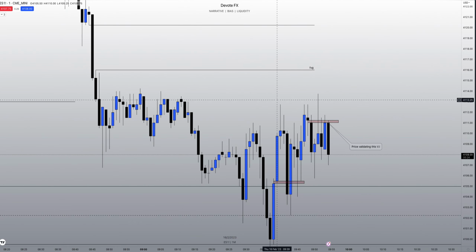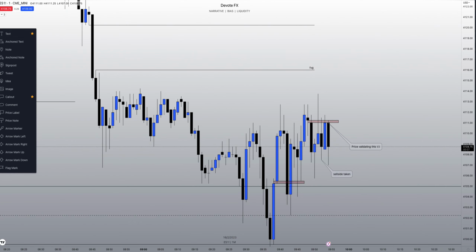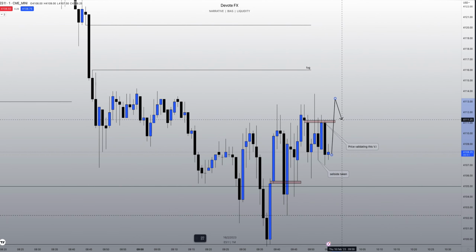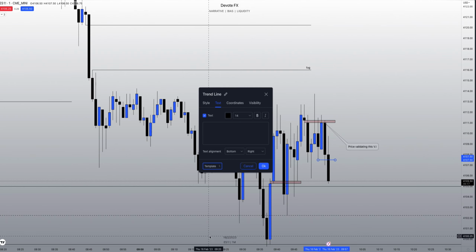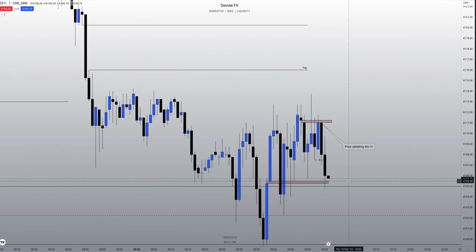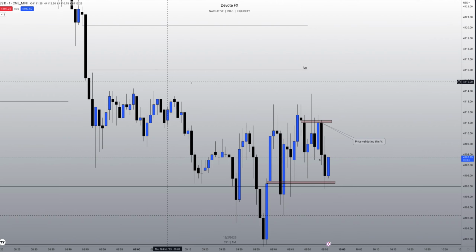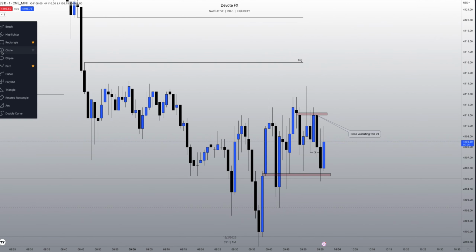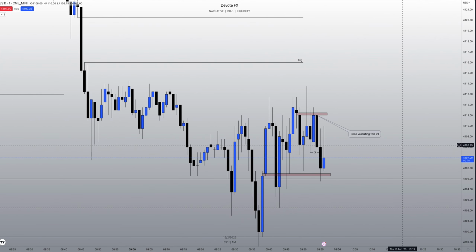Alright, so here we see me labeling price validating this area, as in I've already seen price show a willingness to respect this area, as you see by the candle bodies respecting that top volume imbalance. Now we're just sitting here watching price.